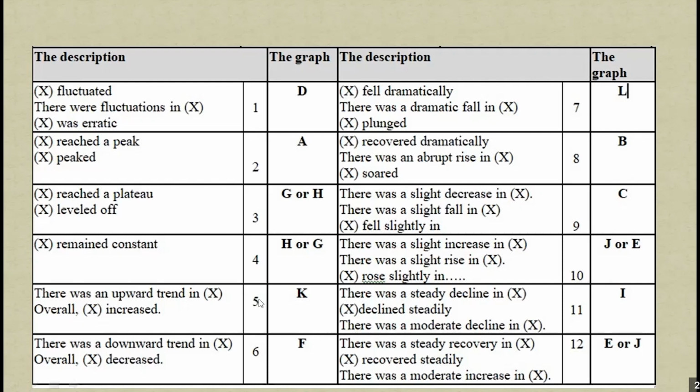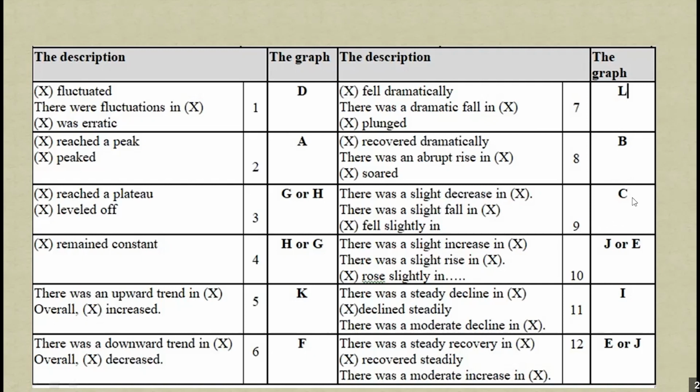There was an upward trend, that's K, upward trend. As we said before, if you have a fluctuation, then we can use the word trend. But if it's just one line without a fluctuation going upwards or going downwards, you don't need to use the word trend. Downward trend, that's F. Fell dramatically, that's L. Dramatic fall in L. Recover dramatically, that's B.